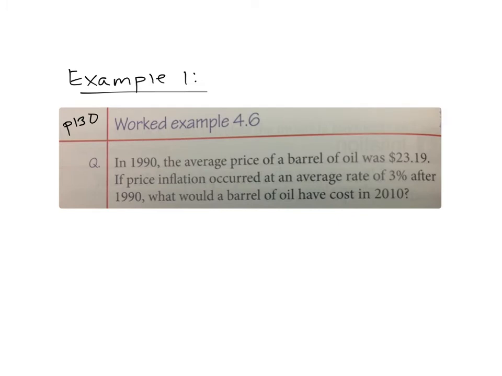It says in 1990 the average price of a barrel of oil was $23.19. If inflation occurred at an average rate of 3% after 1990, what would a barrel of oil have cost in 2010? So we are actually going to do this on our graphing calculator.